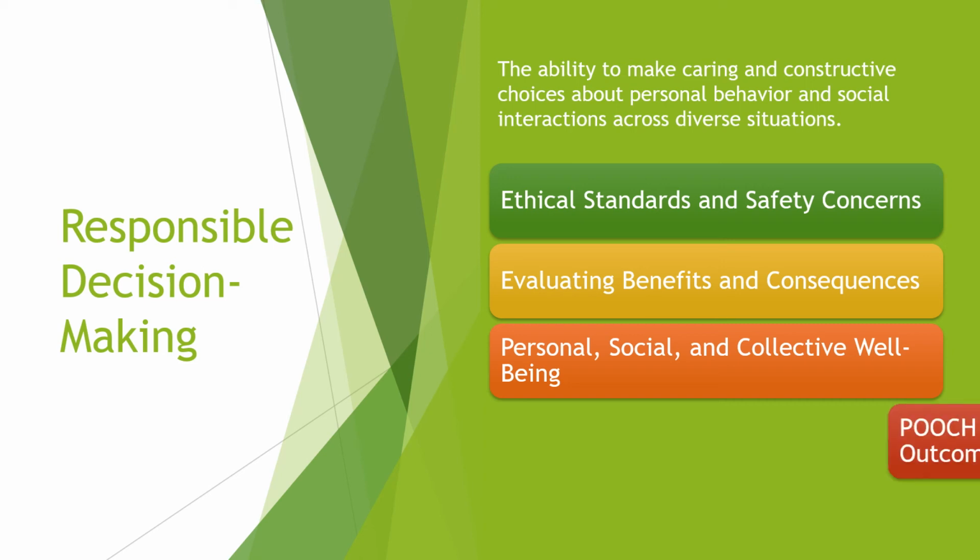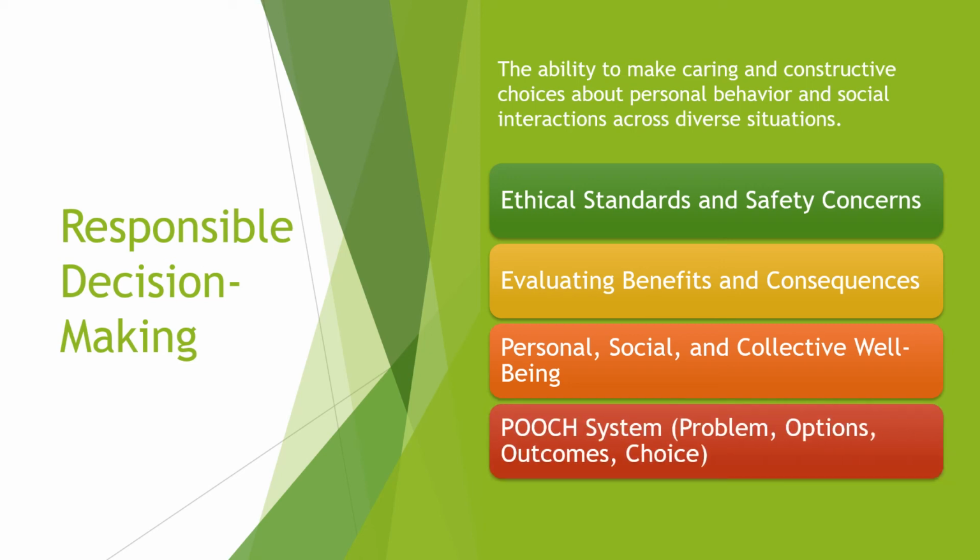The POOCH system is a specific strategy that facilitates the development of responsible decision-making skills and habits. The acronym is as follows: P for identifying the problem, O for listing out options, O for determining positive outcomes of each option, and finally CH for making the best choice.